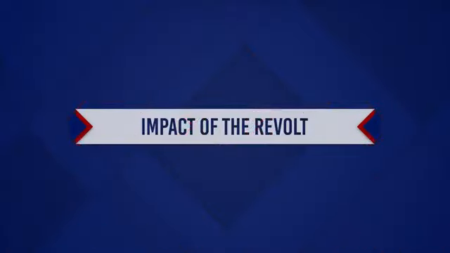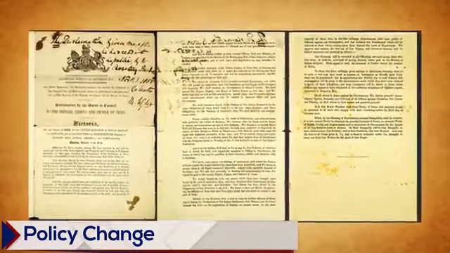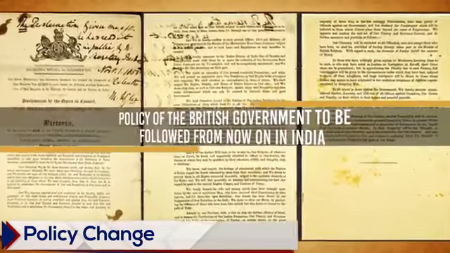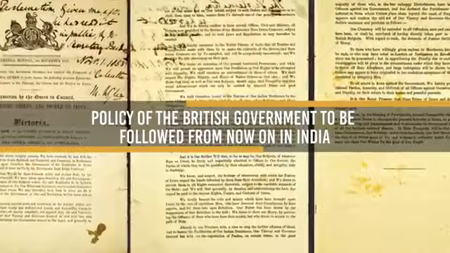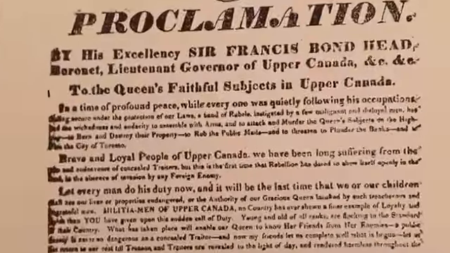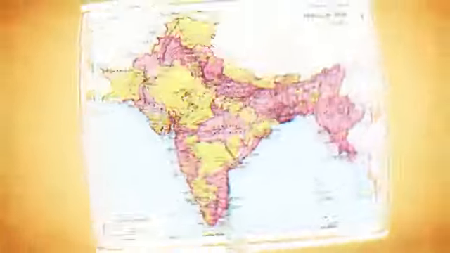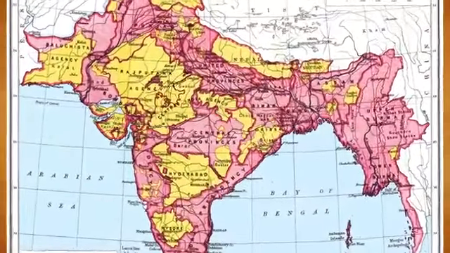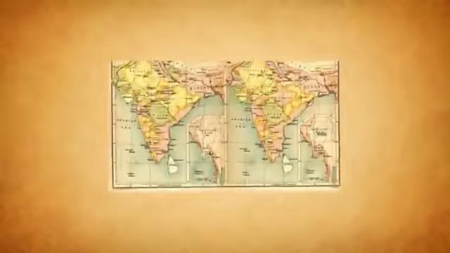Now we will see the impacts of the revolt. Policy change. The Queen's proclamation of November 1858 announced the policy of the British government to be followed from now on in India. It announced that the policy of territorial extension was to be abandoned. The native rulers were assured of the safety of their territory, rights, and honor if they cooperated with the British.